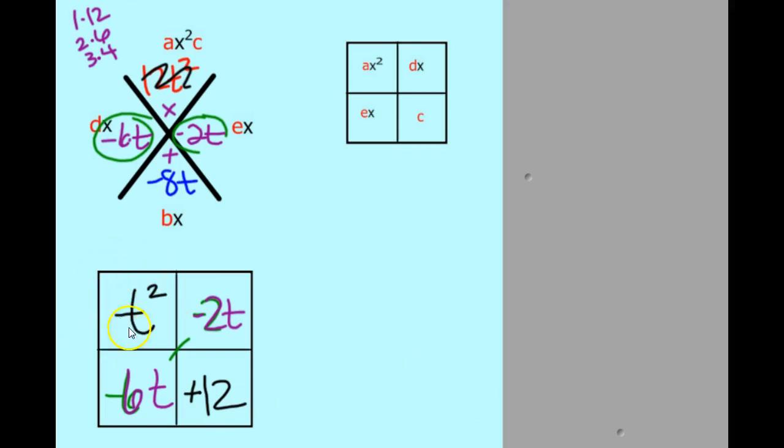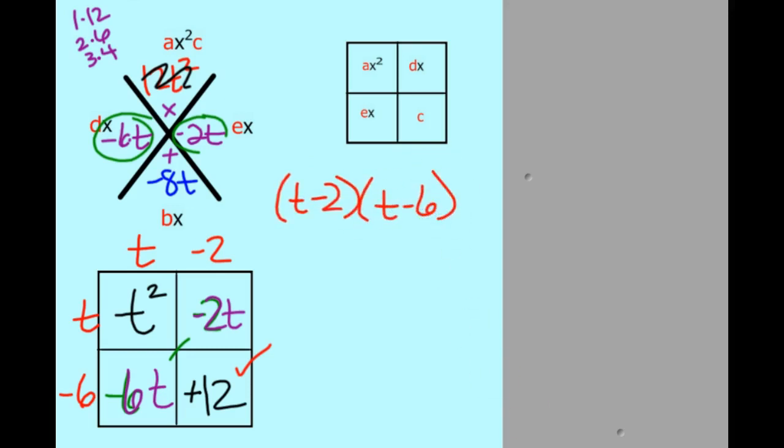So the only things that multiply to get t squared are t times t. And then t times negative 2 is negative 2t. And t times negative 6 is negative 6t. Double check your last box. Negative 6 times negative 2, yep, makes a positive 12. So our answer is t minus 2 times t minus 6.